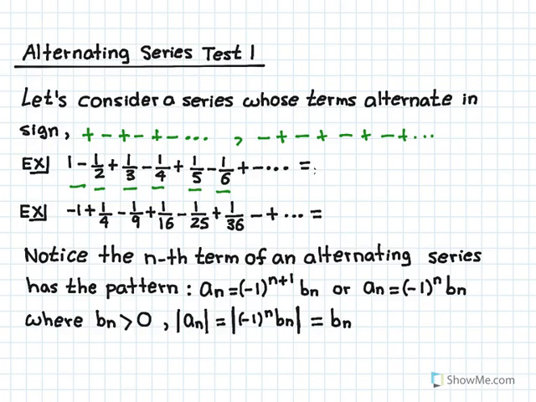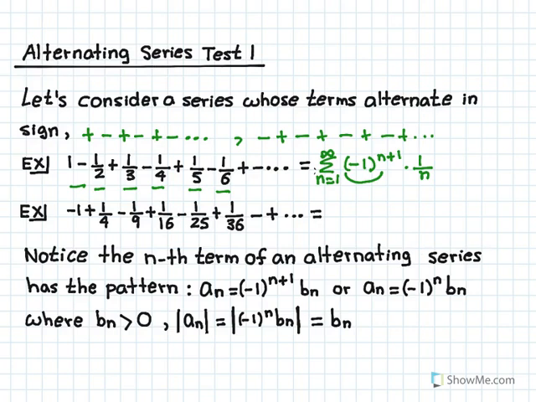We can write this in a more compact way. Summation n equals 1 to infinity, negative 1 to the n plus 1, times 1 over n. Notice what causes this alternating series to alternate is this part here, negative 1 raised to a power, negative 1 to the power of n plus 1, because negative 1 raised to an even power is plus 1. Negative 1 raised to an odd power is negative 1. And that's what makes it alternate.